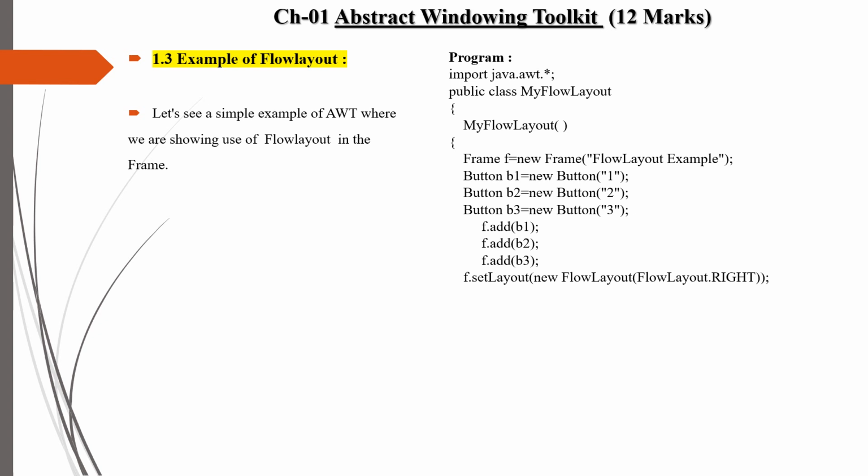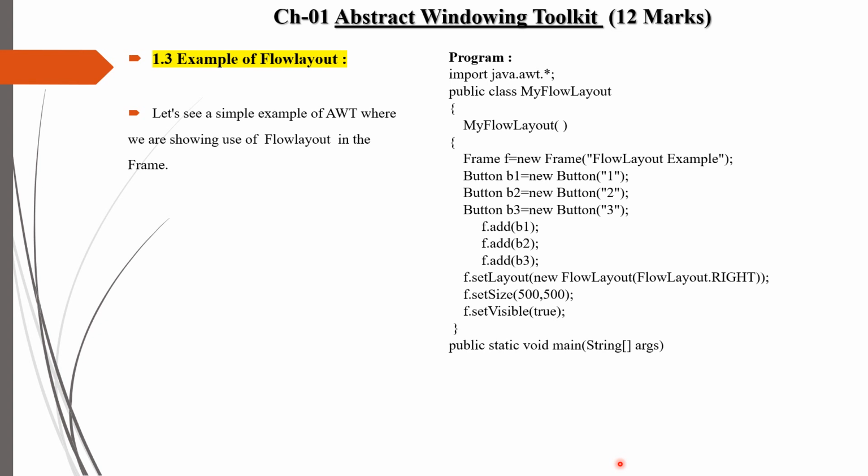Then we set the flow layout. So the code for setLayout is: first we use the method setLayout, and inside the setLayout method we pass the object of FlowLayout, new FlowLayout. In brackets we pass the constant FlowLayout.RIGHT. So all these buttons are displayed at the right side of the frame. Then we set the size of the frame, that is width and height. Then we set the visibility of the frame.